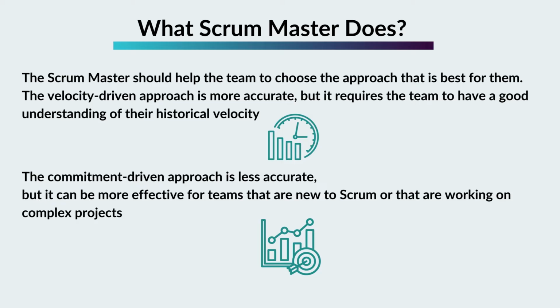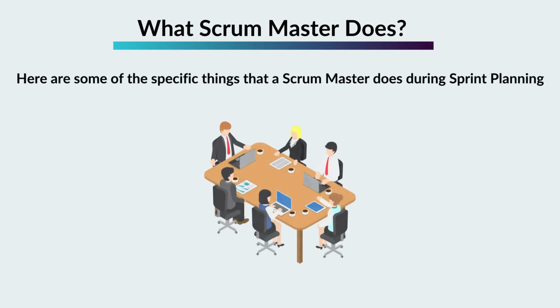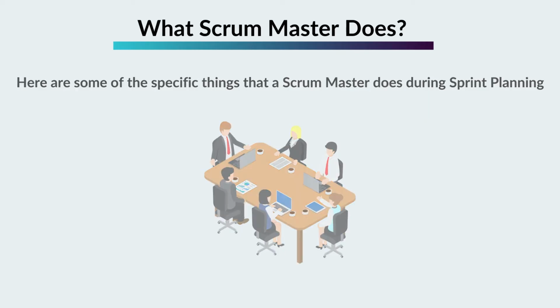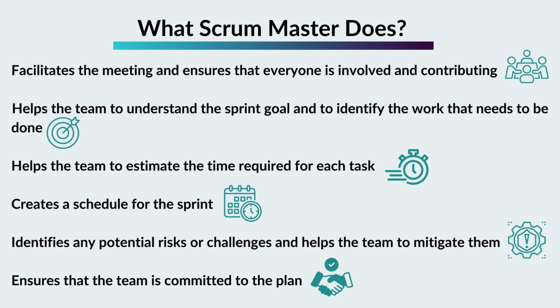Here are some of the specific things that a Scrum Master does during sprint planning. Facilitates the meeting and ensures that everyone is involved and contributing. Helps the team to understand the sprint goal and to identify the work that needs to be done. Helps the team to estimate the time required for each task. Creates a schedule for the sprint. Identifies any potential risks or challenges and helps the team to mitigate them. Ensures that the team is committed to the plan.